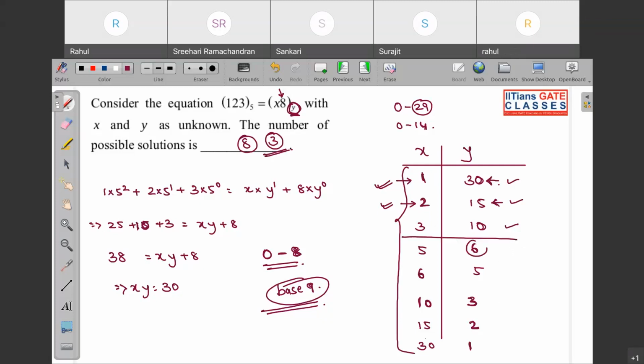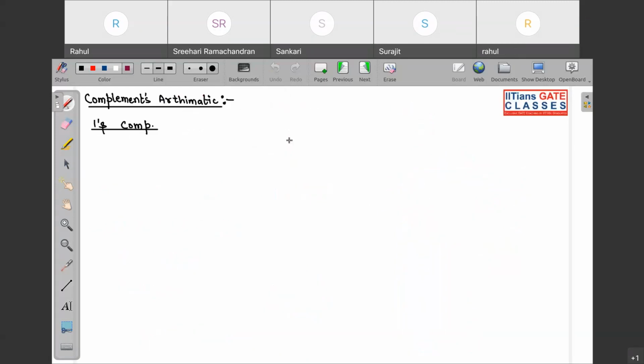Why? Because if your base is 6, that means y is 6. So for 6, you will have digits 0, 1, 2, 3, 4, 5. But here you can see that in the units place you have 8. So that is an invalid digit in a base 6 system. So that is wrong. So your answer will be 3.